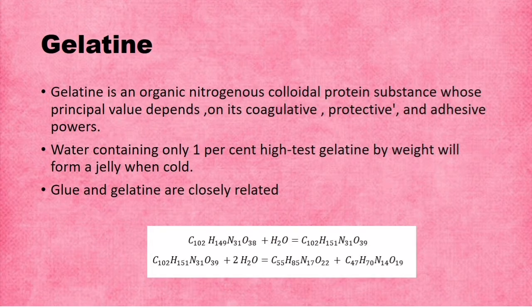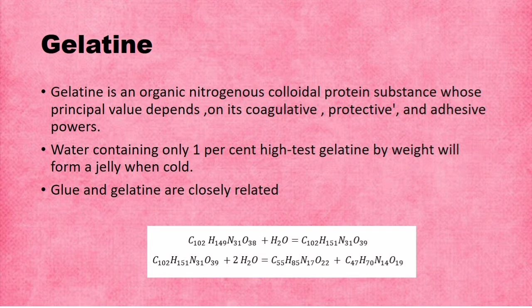Gelatin is an organic nitrogenous colloidal protein substance whose principal value depends on its coagulative, protective, and adhesive powers. Water containing only 1% high-test gelatin by weight will form a jelly when cold. Glue and gelatin are closely related. Indeed, glue may be looked upon as an impure gelatin. Both are derived by hydrolysis from collagen.